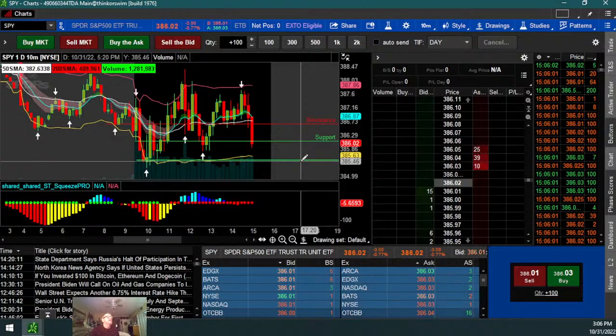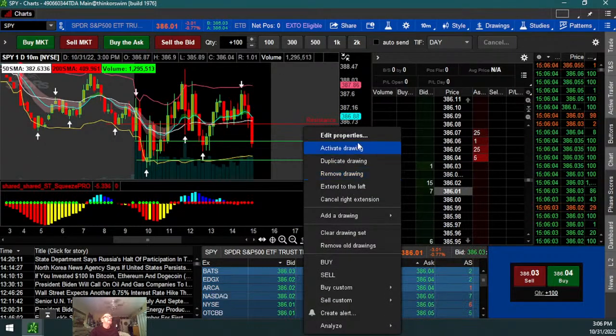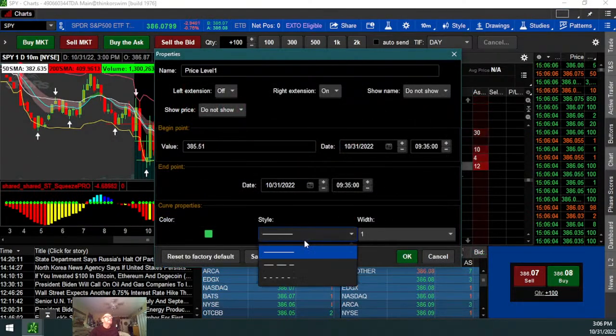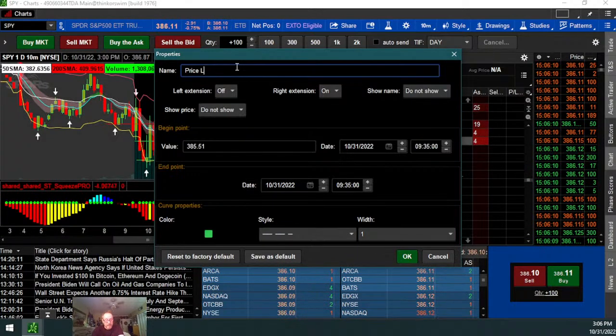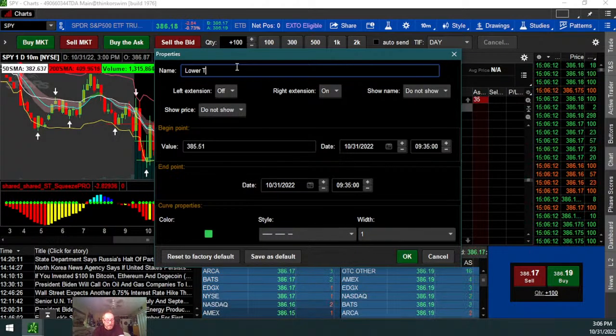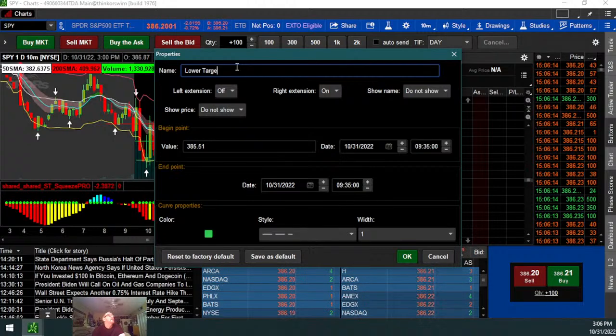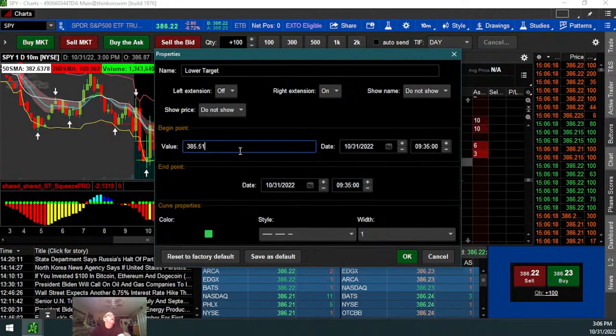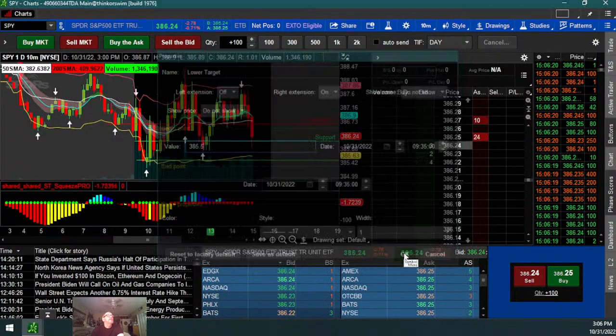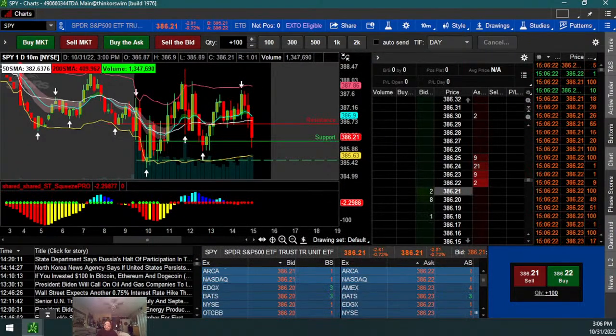Okay. So we just take this, boom, edit it, change the lines, and make it a lower target. Right there. Boom. There's your lower target.